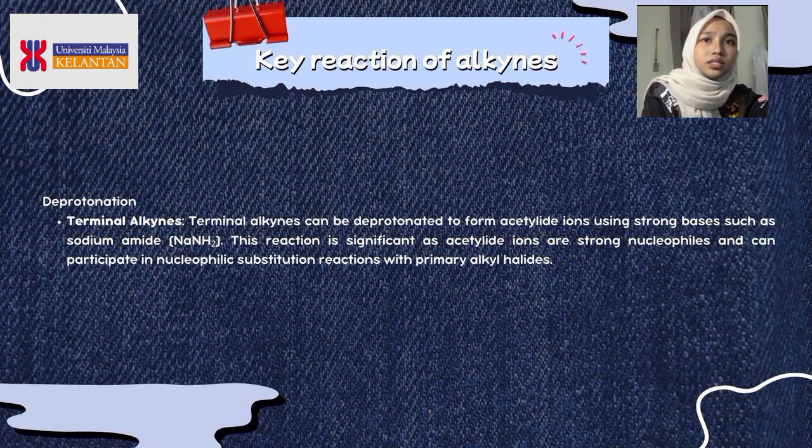The key reactions of alkynes. Firstly, deprotonation. Terminal alkynes can be deprotonated to form acetylide ions using strong bases such as sodium amide. This reaction is significant as acetylide ions are strong nucleophiles and can participate in nucleophilic substitution reactions with primary alkyl halides.